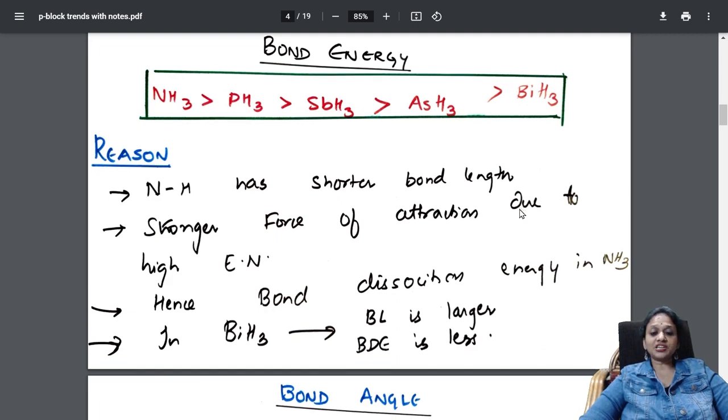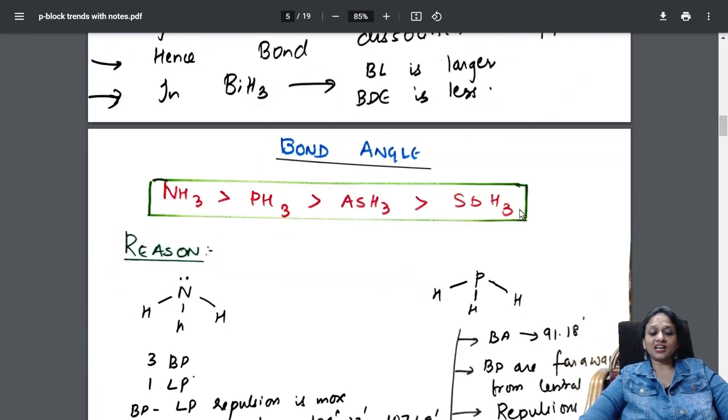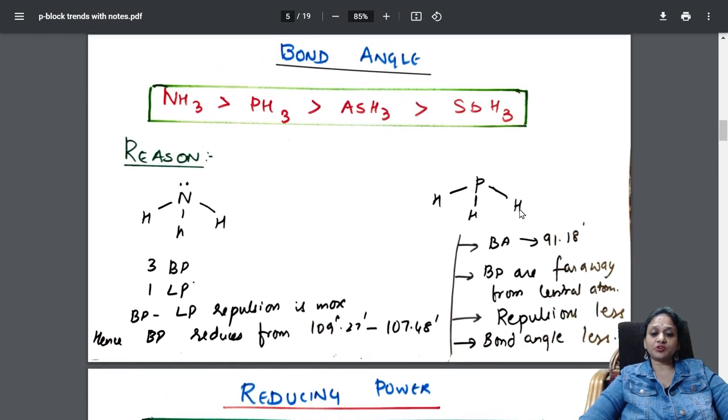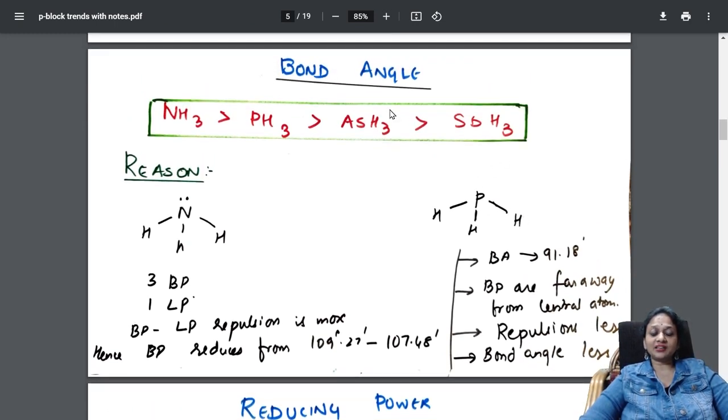Slowly from bond energy, I took you into a concept called bond angle. All right. So bond angle, when I see again the same concept, I have made the trend, I have written the reason for both. Why ammonia bond angle is more compared to your phosphine. Reasons are also mentioned so that you can use it for your MCQs.